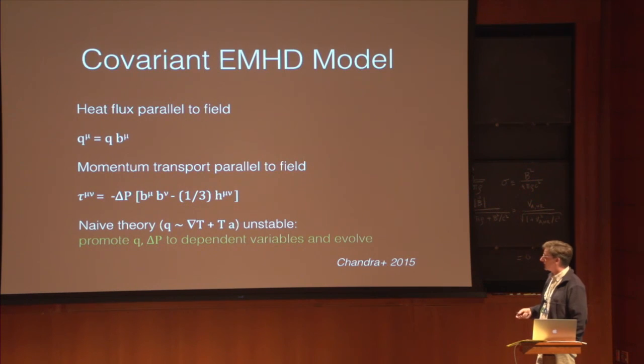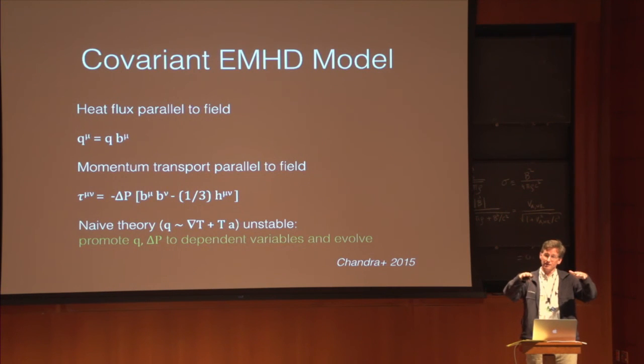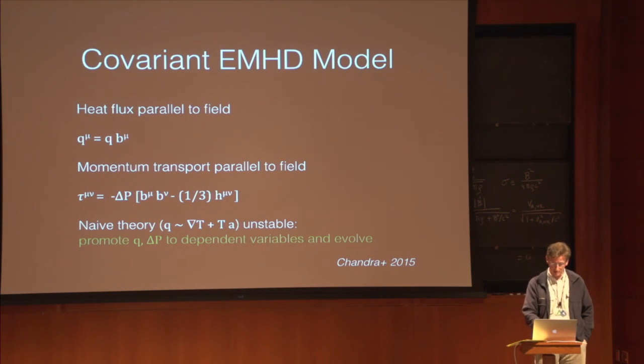So the solution, which Israel and Stewart introduced for a non-magnetized fluid, is to promote this scalar, the heat flux parallel to the field, and this scalar, the pressure anisotropy, to dependent variables, which are then evolved alongside the other fluid variables, and to allow this conductive heat flux and pressure anisotropy to relax to the values specified in a naive theory. Okay, so that's what the evolution equations do.